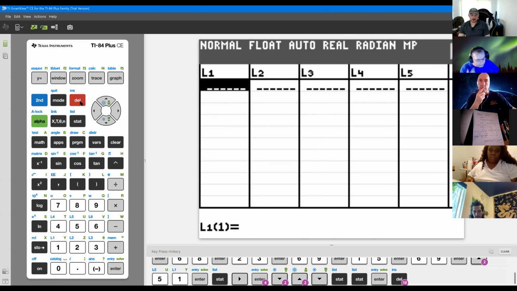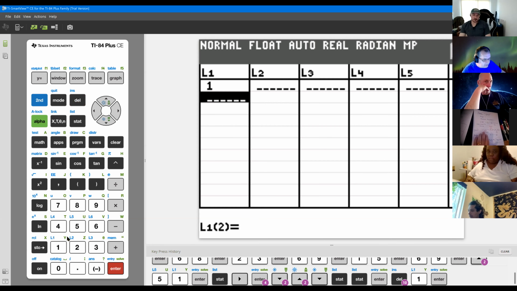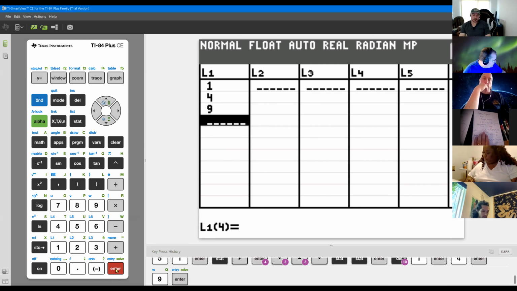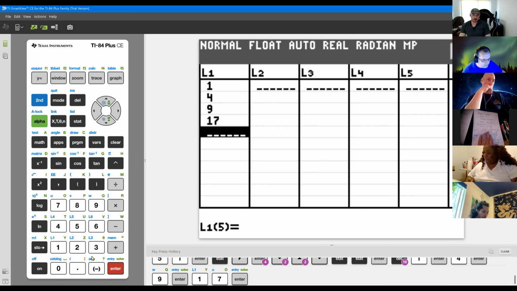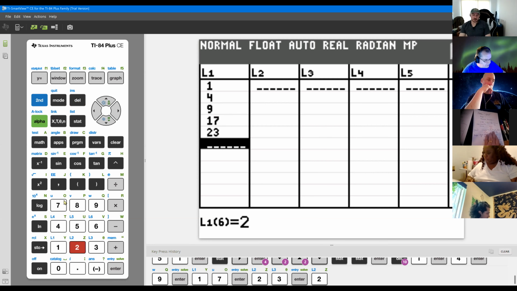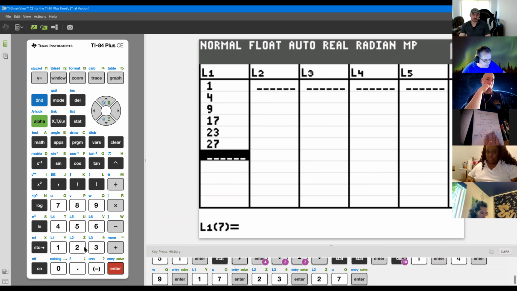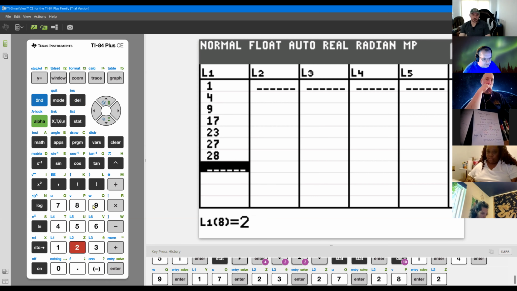I've also got some notes that I haven't turned into a PDF, the same instructions, so if you'd like to see them physically written down, you can. Right, so I'm going to put in the numbers right now. As quick as I can, it's going to go 1, 4, 9, 17, 23, 27, 28, 29, and finally 41.